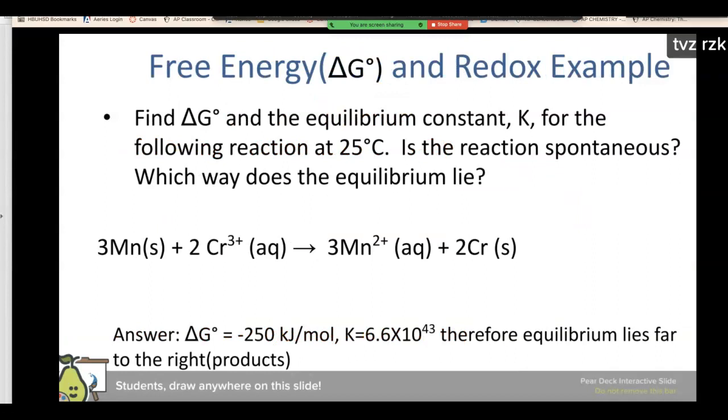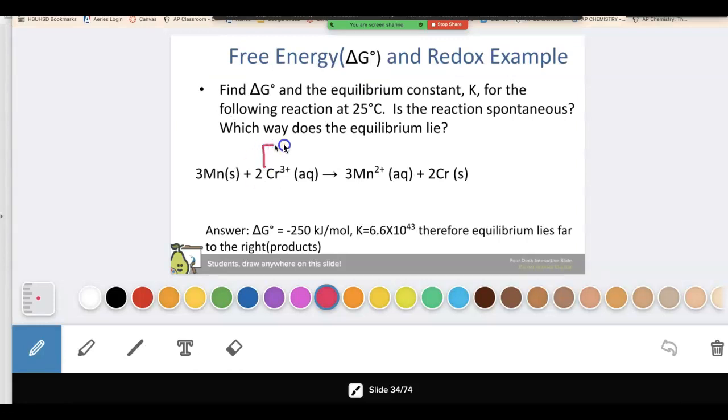So we're going to use our reduction potentials right here. It says find delta G and the equilibrium constant for the following reaction. They want to know if it's spontaneous and which way the equilibrium lies. So when we look on here, we have chromium being reduced, and we have manganese being oxidized. Okay, so I'm going to write out the half reactions.